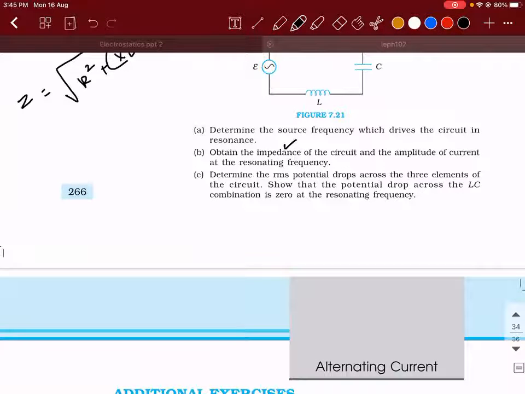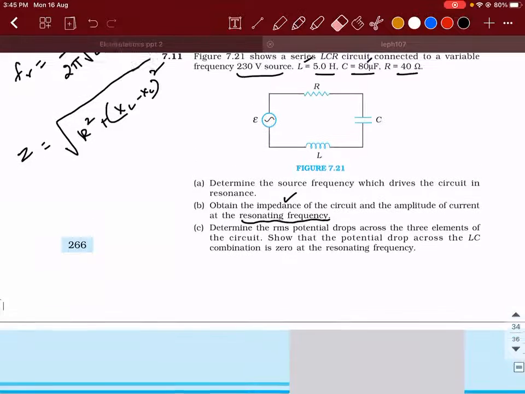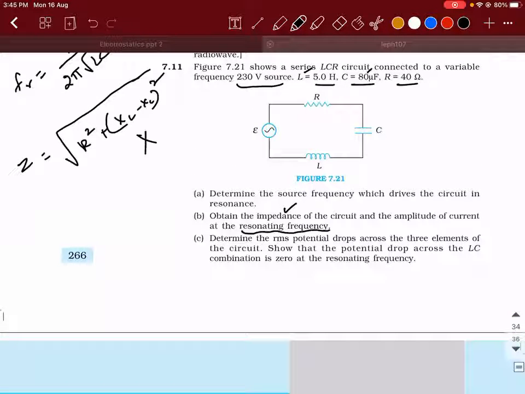Obtain the impedance of the circuit at resonating frequency. At resonating frequency, I told you already. So don't make this mistake, okay? Impedance in ohm, don't write it off. At resonance, what will happen? Z will be equal to R. How much is that? It's 40 ohm.